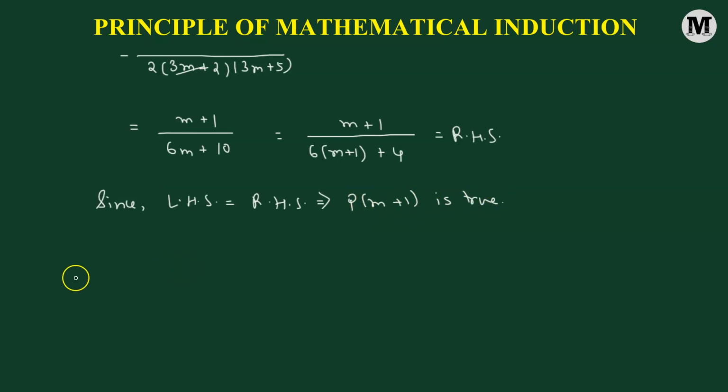Now we can generalize our statement and say that hence the original statement P of n is going to be a true statement for all values of n belonging to the set of natural numbers. So we have successfully verified the problem with the help of the principle of mathematical induction.